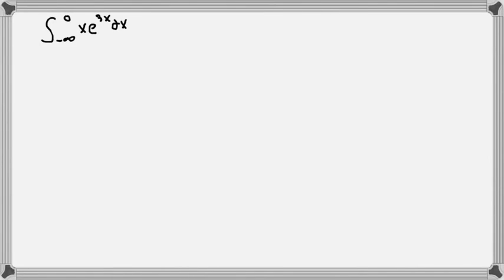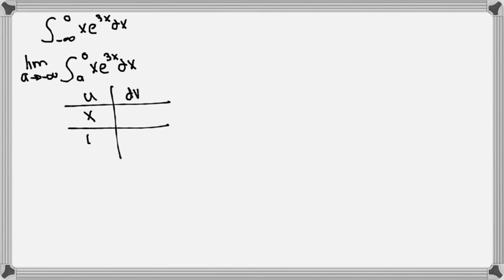So to evaluate the integral, we have to do integration by parts. But the first thing we're going to do is take the limit as a goes to negative infinity, from a to infinity. So we're going to do integration by parts.